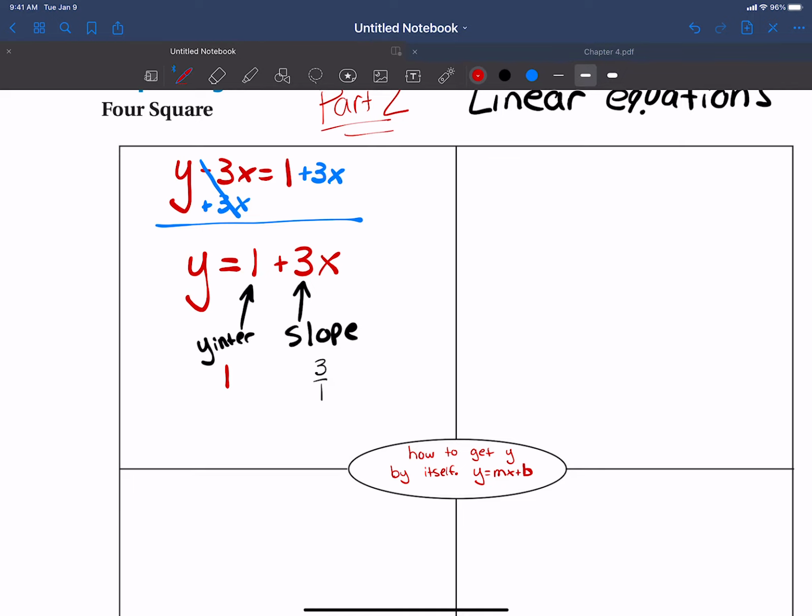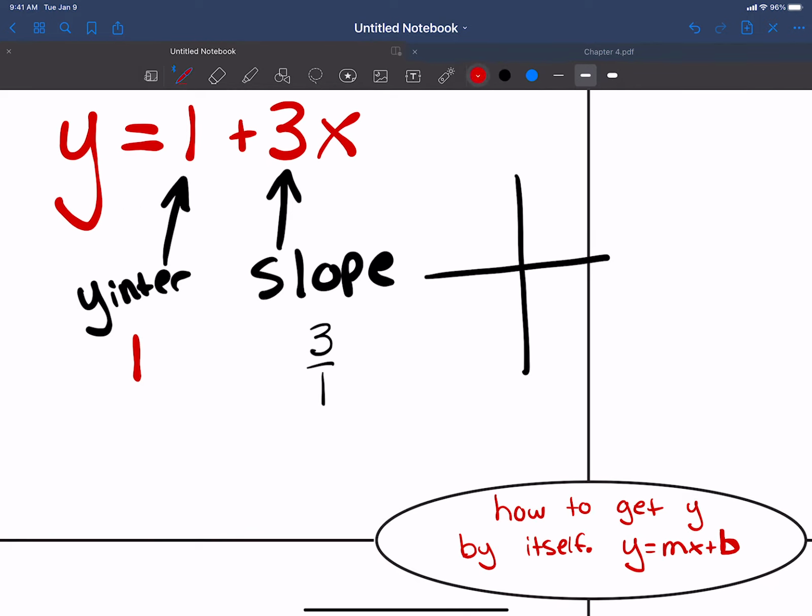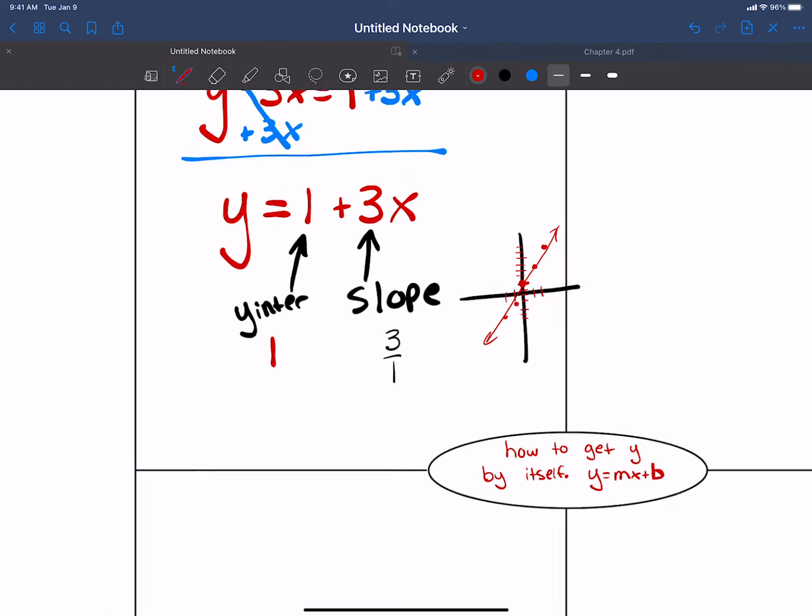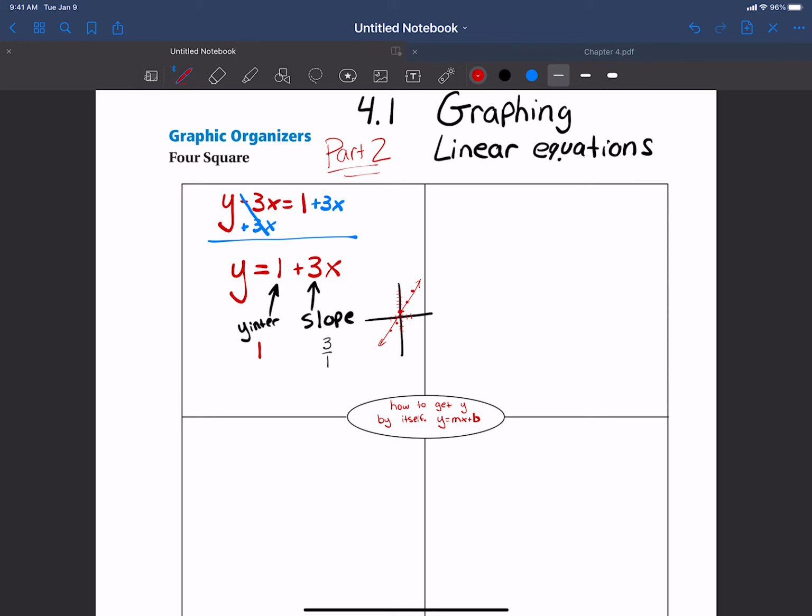Y-intercept of 1, I'm just going to draw another little makeshift graph. Y-intercept of 1, that means go to the y, go up 1, put a dot. The slope is up 3 over 1. Ready? Up 3 over 1. Or I could go down 3, back 1. I know that looks pretty janky, but it'd be something like that. Okay? So all we're doing in part 2 today is getting y by itself.